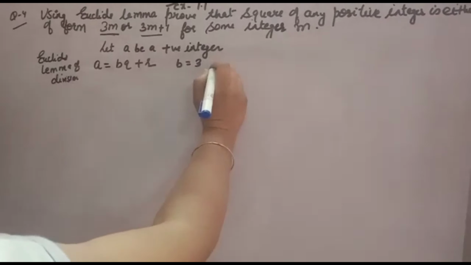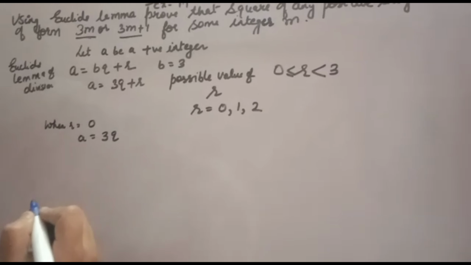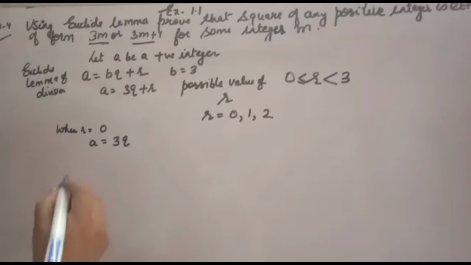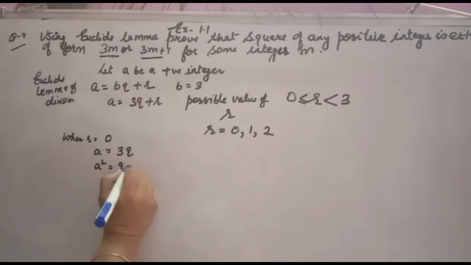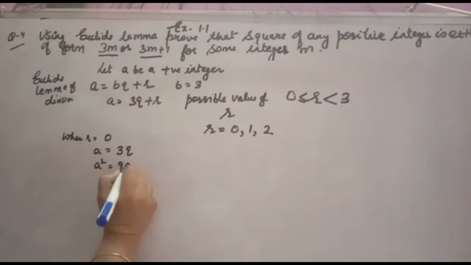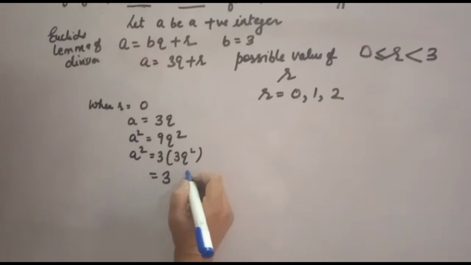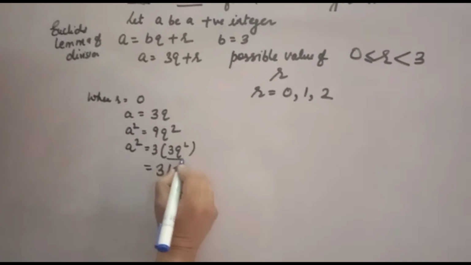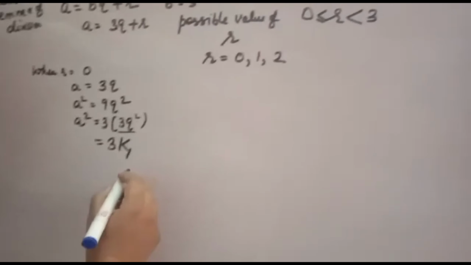When r is equal to 0, a will come equal to 3q. Now you will square both the sides. You will get a square is equal to 3q square, that is 9q square, because here square word is there, so you have to square both the sides. Now you want 3, so 3 you will take common and 3q square will be left. Now q is an integer, so q square will be a positive integer. So let you represent that 3q square, a positive integer, by k1. So first you will get a square is equal to 3k1.